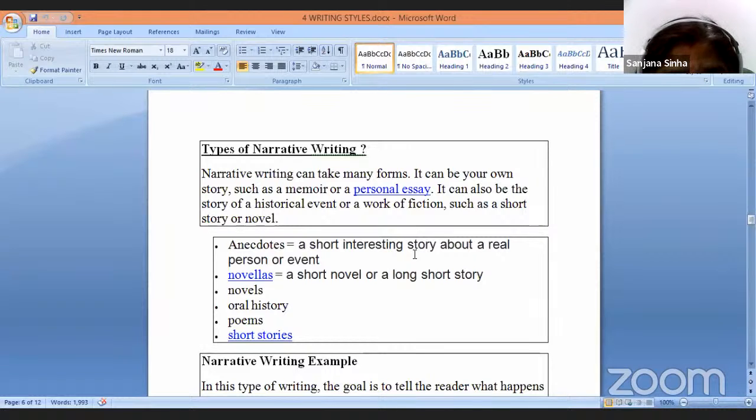It can also be the story of a historical event or a work of fiction. You can write fiction about historical events too, or it can be simply your imagination, such as a short story or a novel.